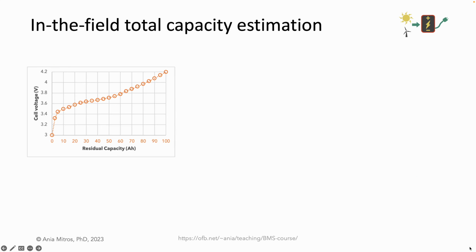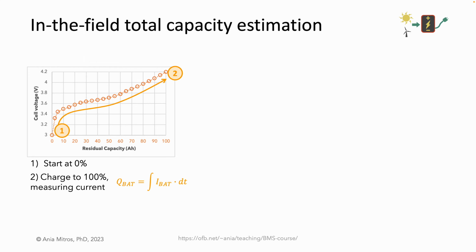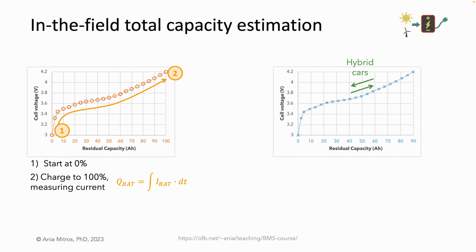If we have an application that sometimes cycles from empty to full, we can do exactly what the cell cycler did. Start at 0% and charge to 100%, measuring current and integrating the total charge. Unfortunately, many applications don't work like this. Hybrid cars often cycle between 40 and 60%. Fully electric cars often cycle between unpredictable parts of the range, sometimes stopping at a consistent end of charge, but rarely discharging to the same point.